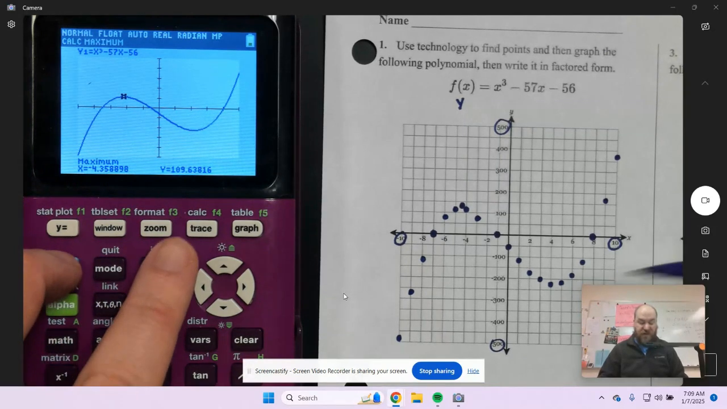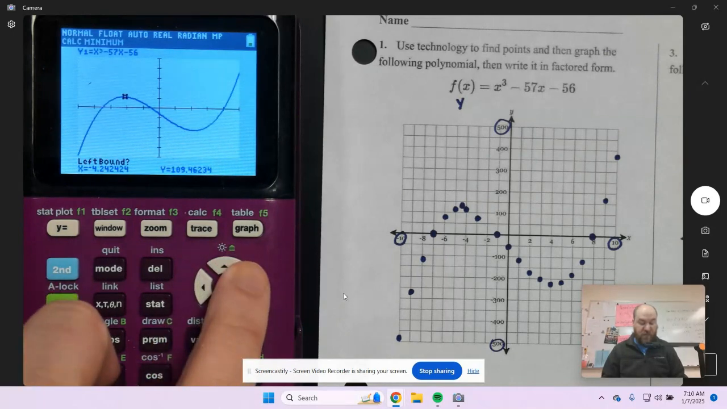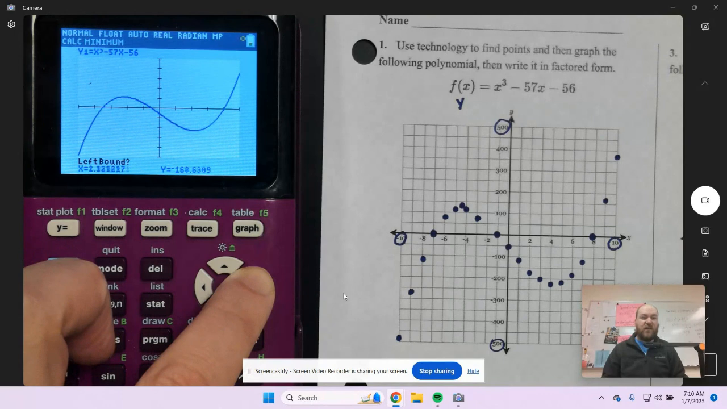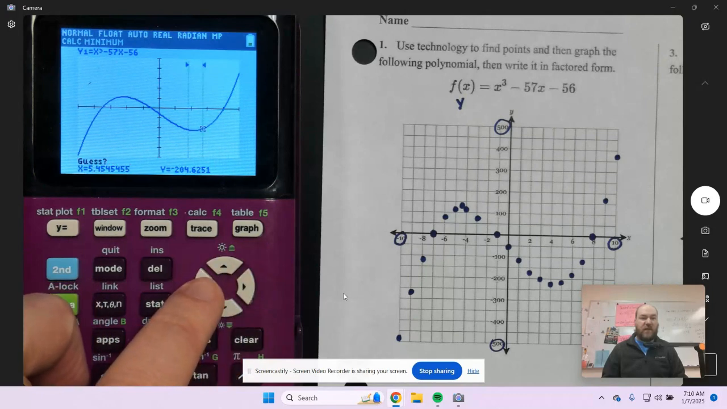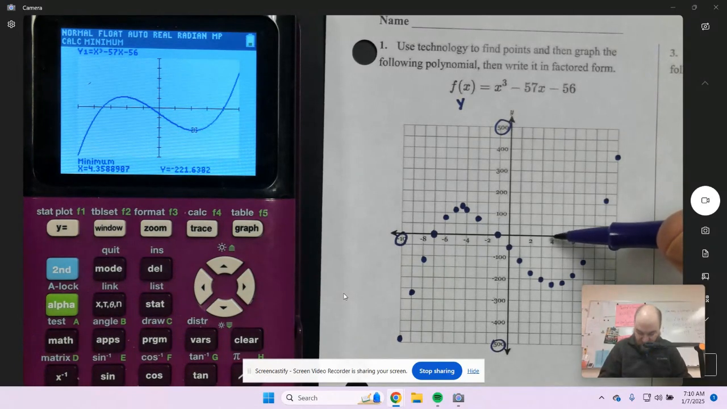So I'm going to do it again down here. I'm going to hit second calc, and this time I'm going to do minimum. Left bound is put your cursor a little bit to the left of where you think the minimum is, and hit enter. Right bound is put it to the right of where you think the minimum is. I think the minimum's right there. Hit enter. Hey, look at that. 4.35, negative 21. So it's like right there.